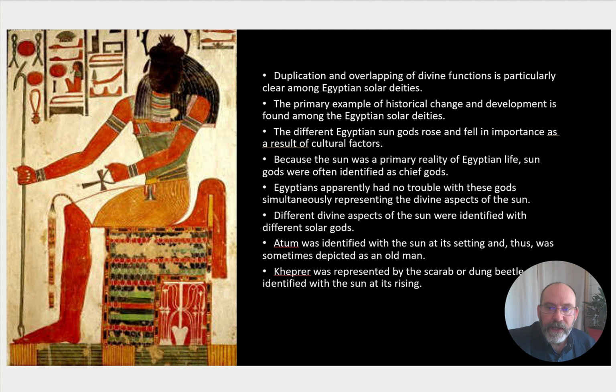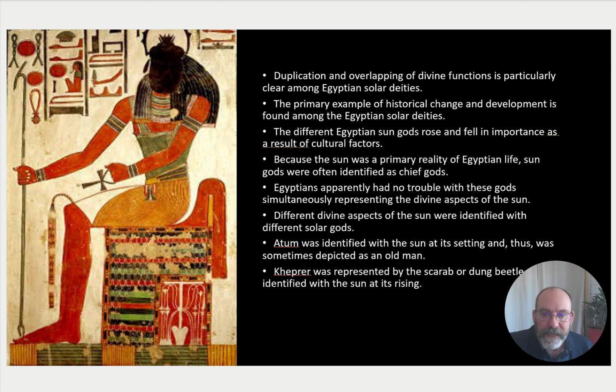Different Egyptian sun gods rose and fell in importance as a result of cultural factors, because the sun was a primary reality of Egyptian life. Sun gods were often identified as chief gods. They apparently had no trouble with these gods simultaneously representing the divine aspect of the sun. Different divine aspects of the sun were identified with different solar gods.